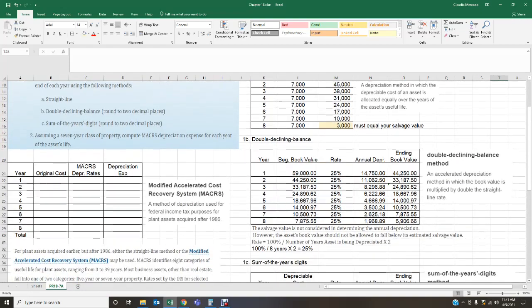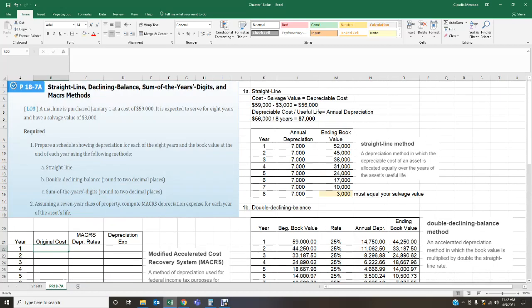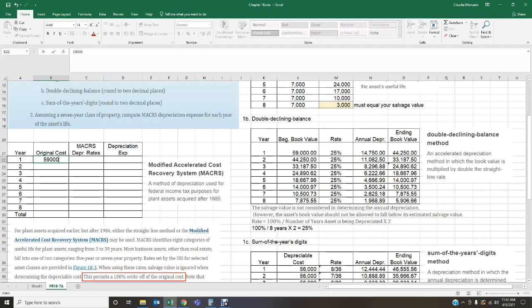So that is the first requirement, okay? Now the second requirement asks us to assume a 7-year class of property and compute maker's depreciation expense for each of the assets' life. So in this case, they're not asking us for the book value, they're asking us for the depreciation expense for the year, okay? So we start off with the original cost of the asset. This asset cost $59,000. So my original cost is $59,000, okay?